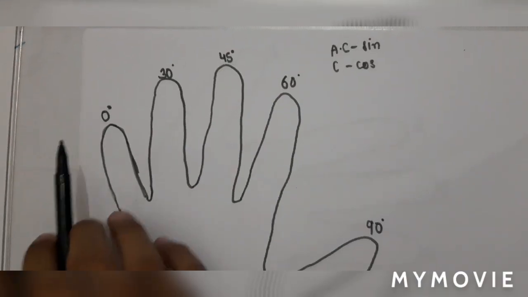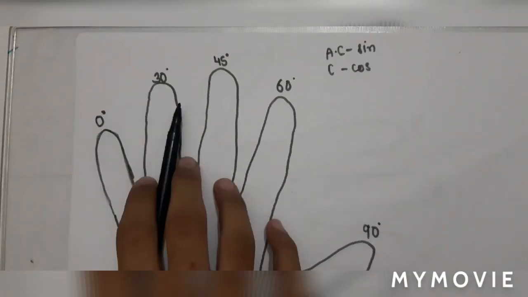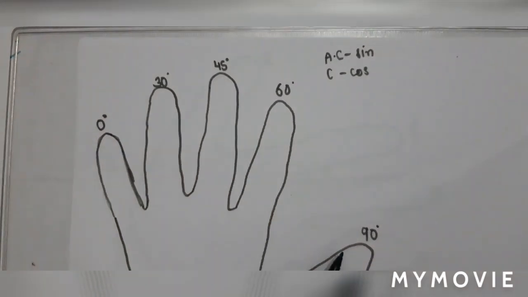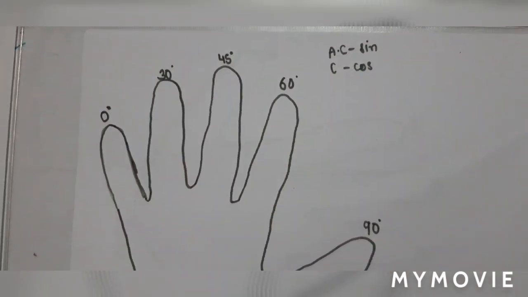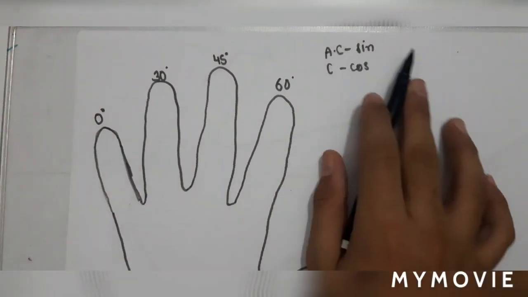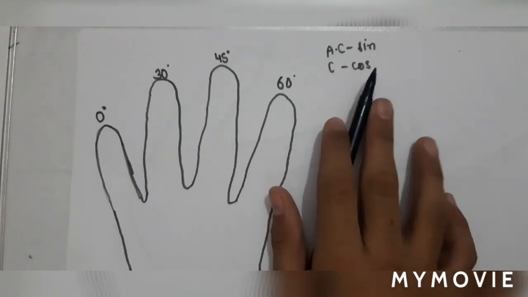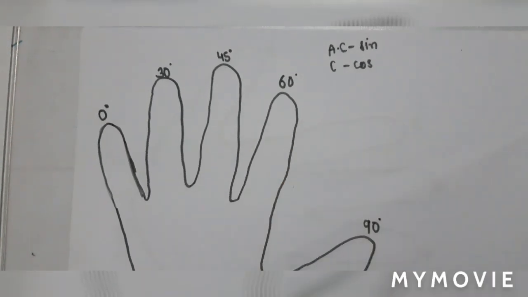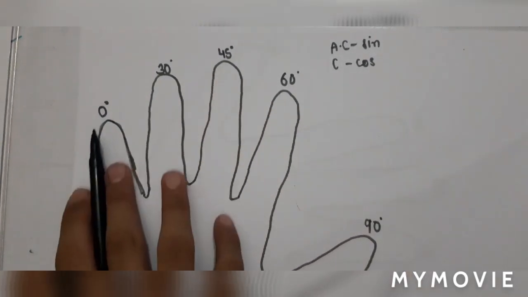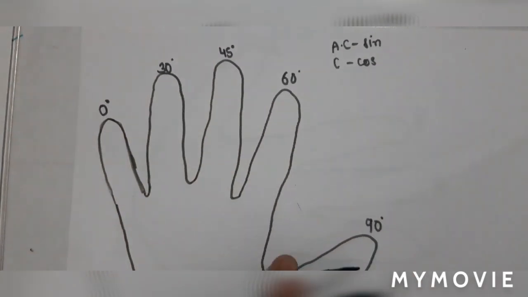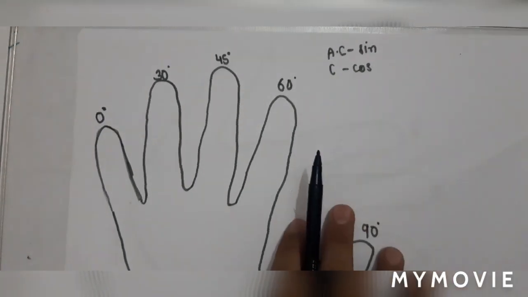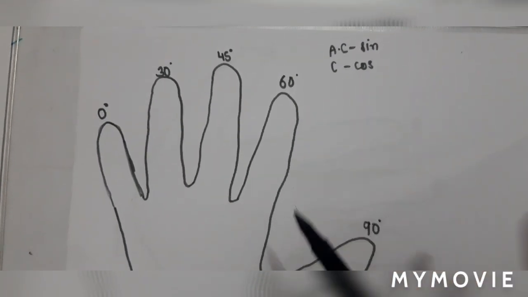So friends, we assumed this as 0 degree, this as 30 degree, this as 45 degree, this as 60 degree and this as 90 degree. So here AC means anti-clockwise direction. Sine goes in anti-clockwise direction and cos goes in clockwise direction. So friends, by this you can find the values of cos thetas, sin thetas and tan thetas. When you get these three values, you can find the remaining three values easily.